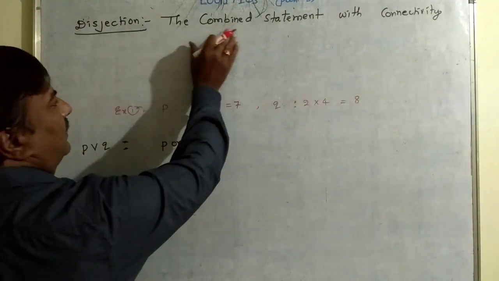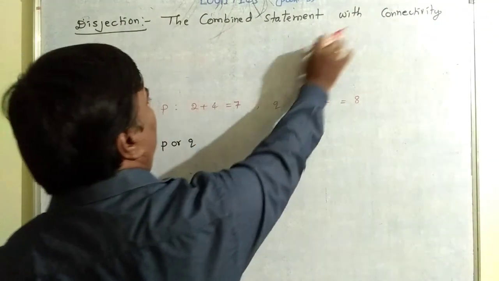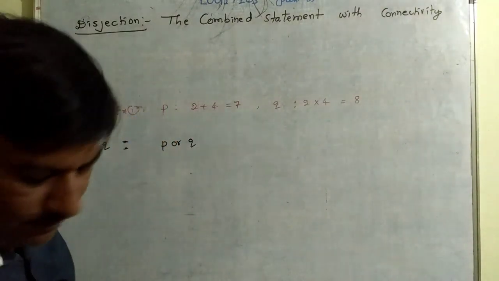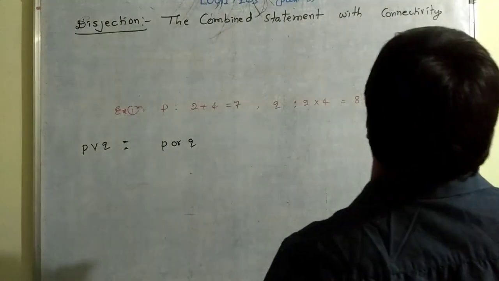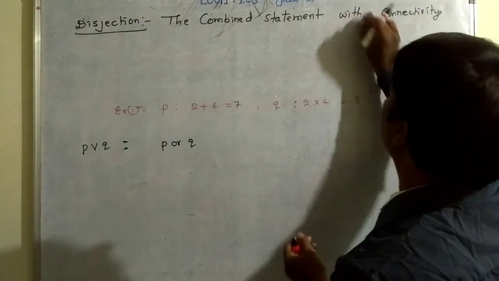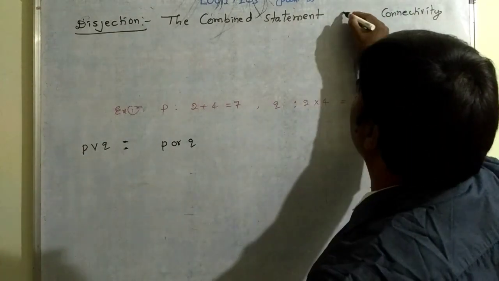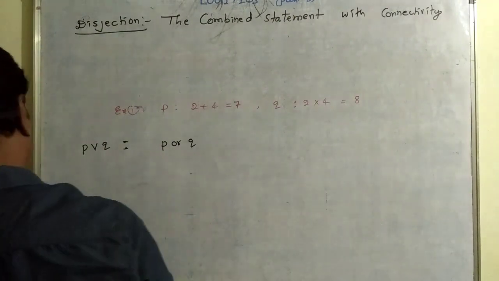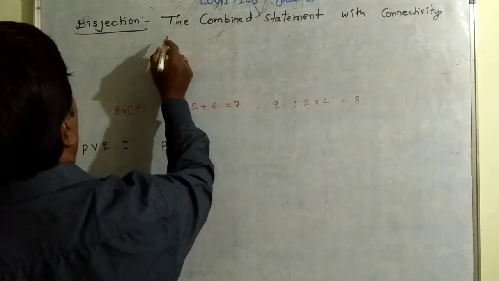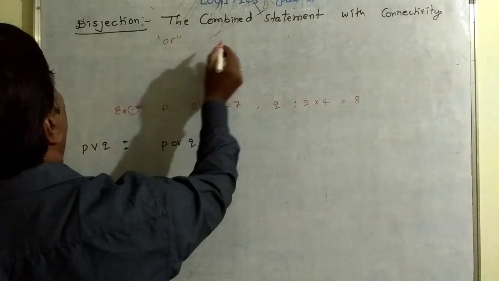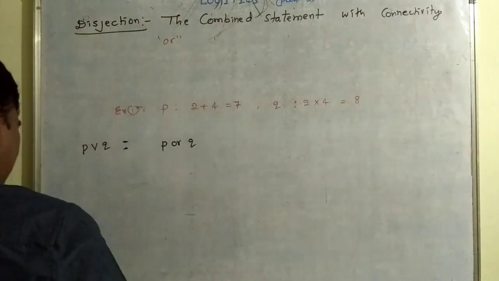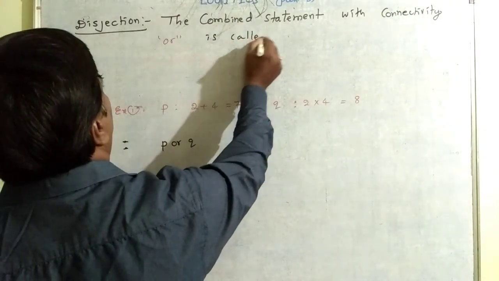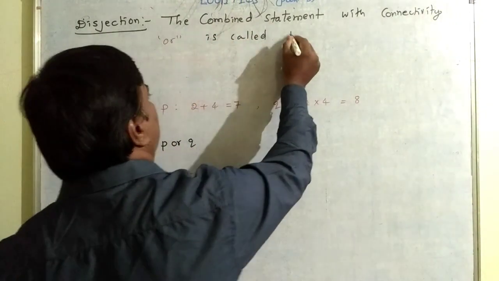Conjunction is the combined statement connected by the connective. Next, we'll discuss the connective or, which we can write as, is called disjunction.